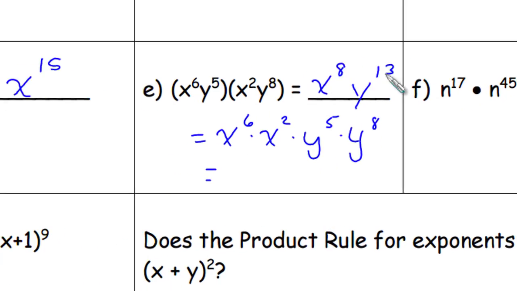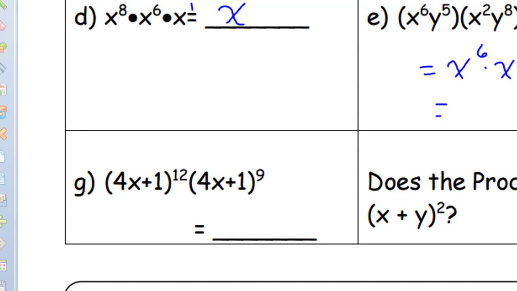All right. G, it still works here. We still have the same base, right? We've got a base of 4x plus 1. We're multiplying, so we can still add the exponents. We get 4x plus 1 raised to the what? 21st. Questions about that?